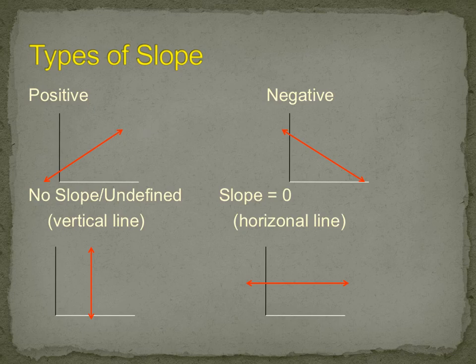There's 4 types of slope. Positive increases as you move from left to right. Negative decreases as you move from left to right. No slope is vertical, or undefined. And slope equals 0 is flat or horizontal.